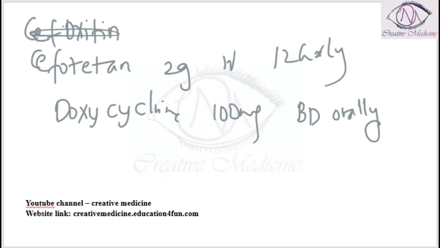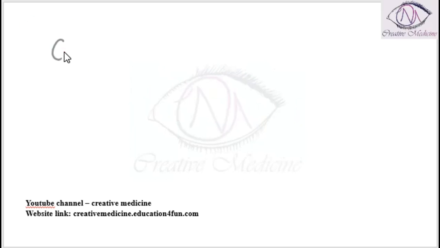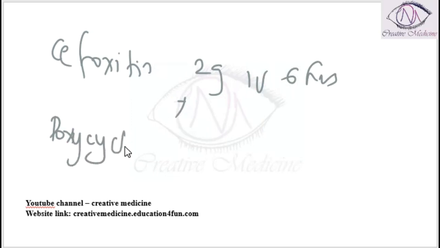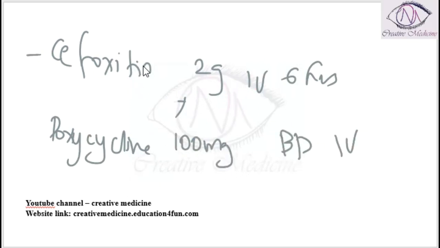Then regime 2. Cefoxitin 2 grams is given intravenously every 6 hours with doxycycline 100 milligrams twice daily intravenously. So, cefoxitin is given 2 grams intravenously 6 hourly and doxycycline is given 100 milligrams BD IV.